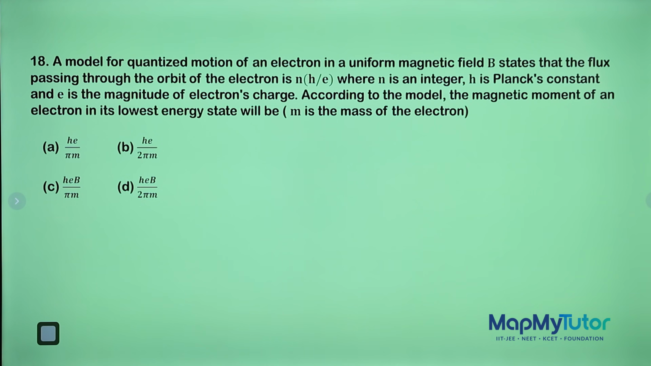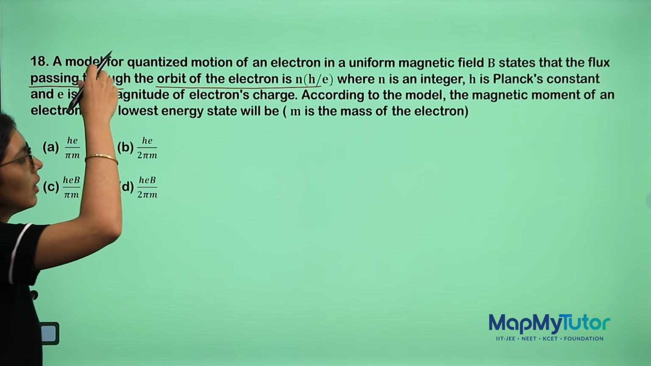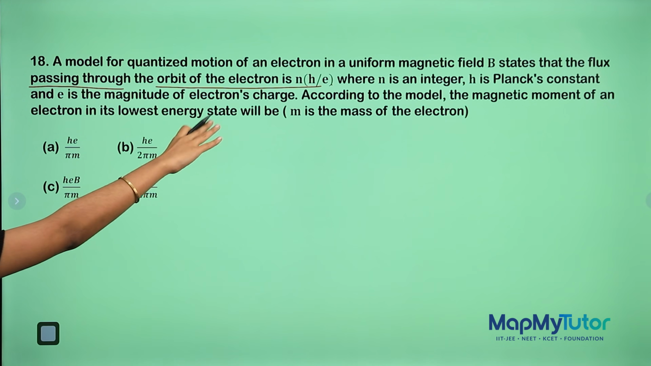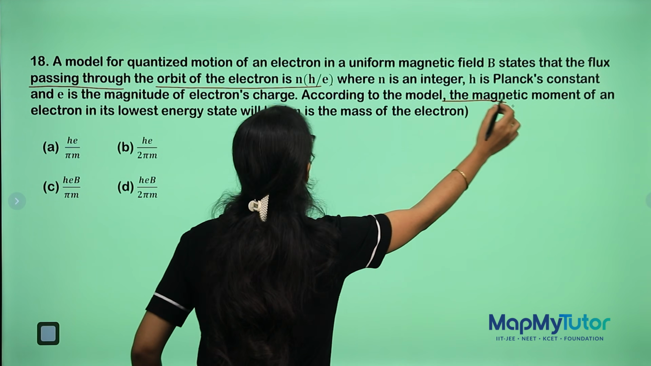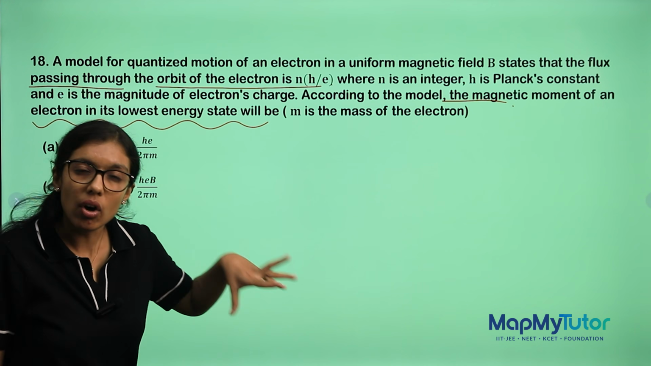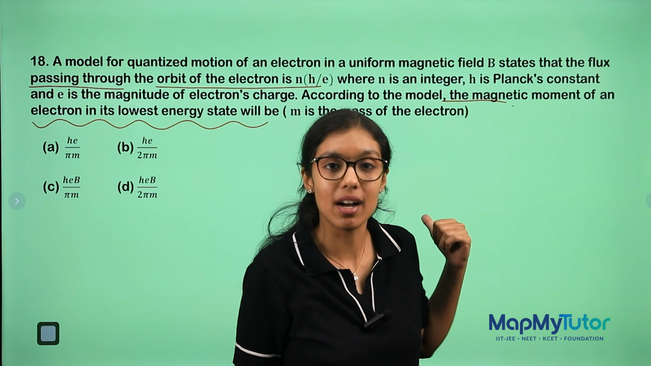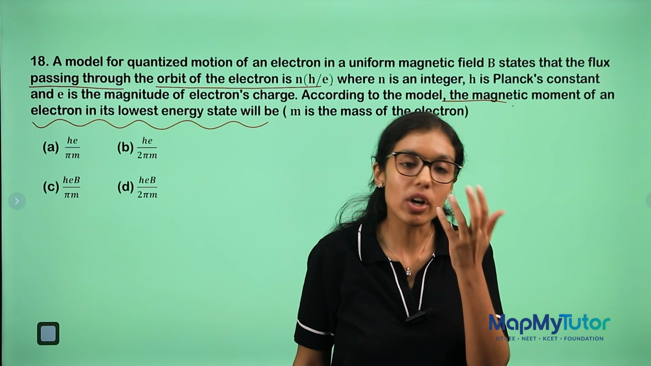A model for quantized motion of an electron in a uniform magnetic field B states that the flux passing through the orbit is nh/e, where e is the magnitude of the electron charge. According to the model, the magnetic moment of the electron in the lowest state is? It's a pure derivative question, the same derivation you have in your NCERT, which they have asked in NEET. So it's conceptual again.